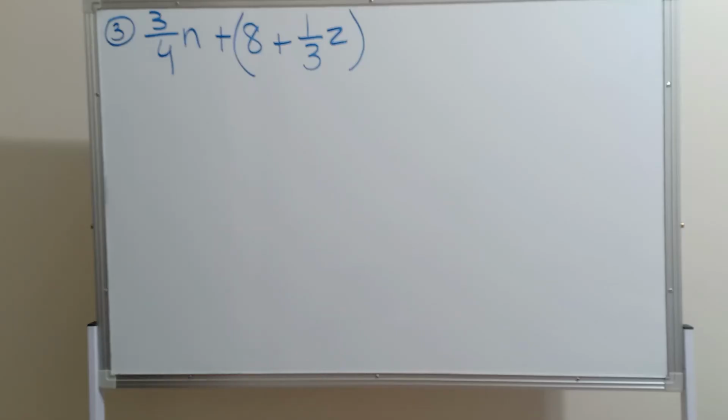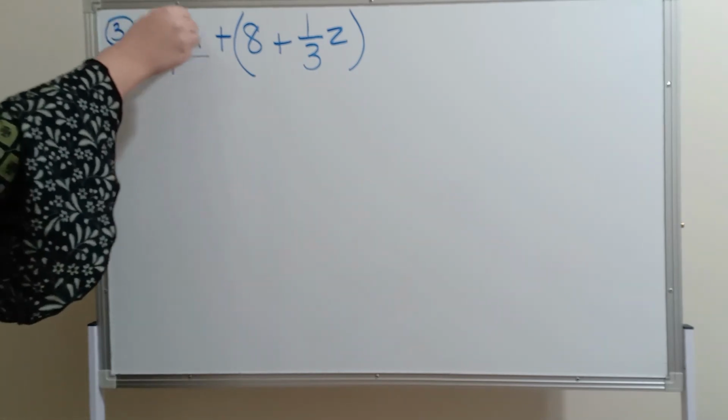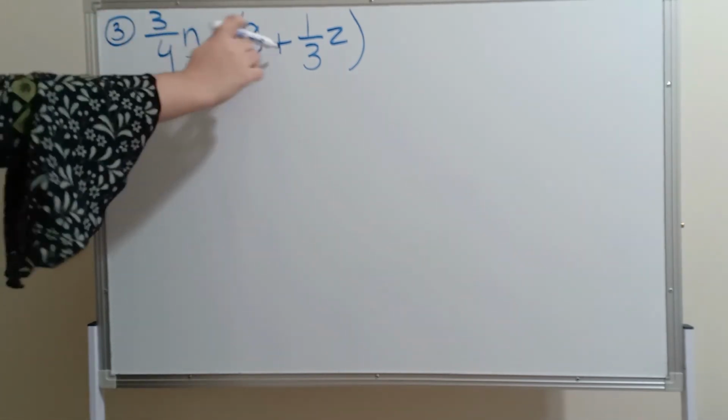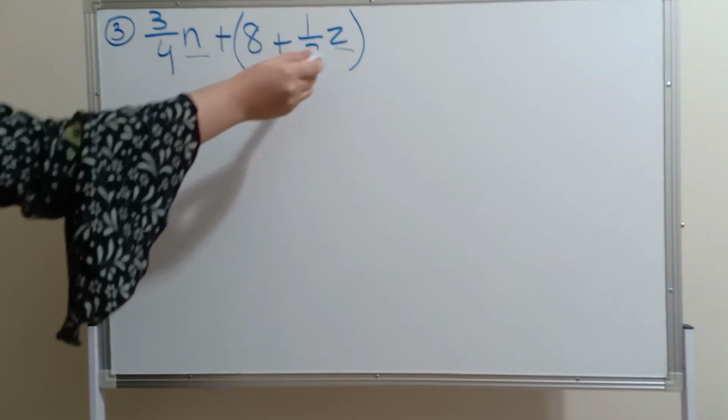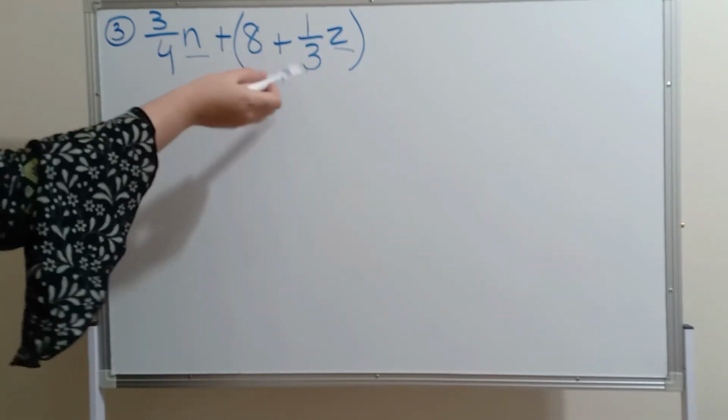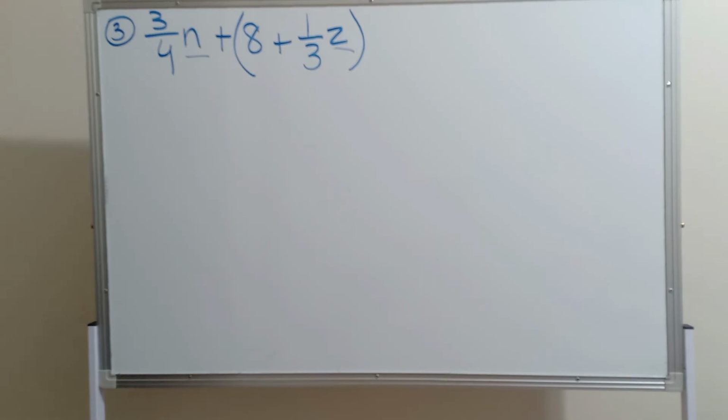So we have here another expression. So let's see what the expression is like. It says 3/4n plus a, in the bracket it has 8 plus 1/3 z. So let's see if it has any like terms here. We don't see any like terms because it has a variable n, and these numbers are not the same, and this has a variable z, and this is not a number that is equivalent because it does not have the same variables as any of the other numbers.